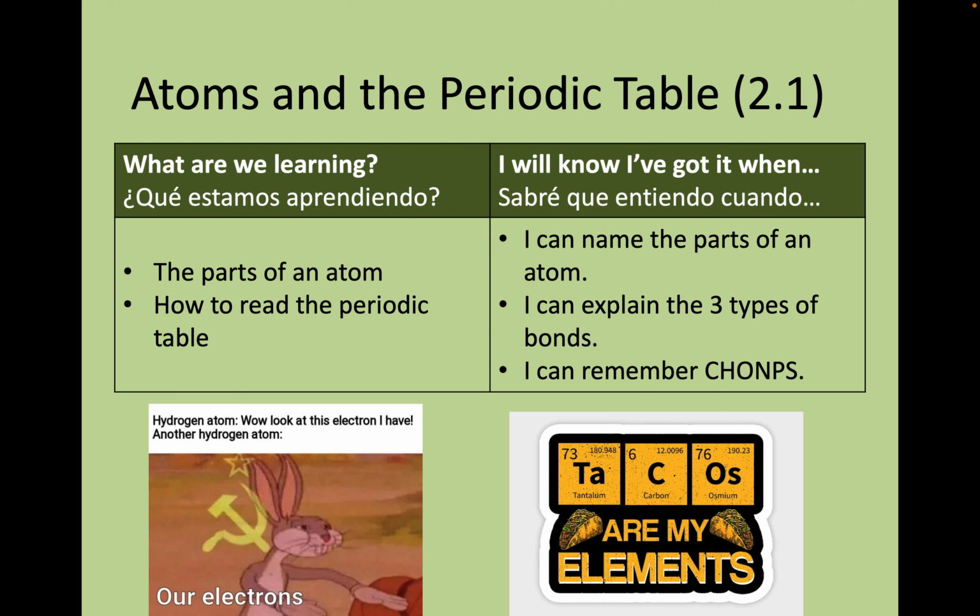We are starting Unit 2 with a review of atoms and the periodic table, or if you don't know these, an introduction to the atoms in the periodic table.